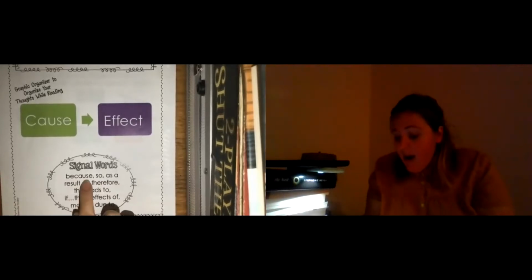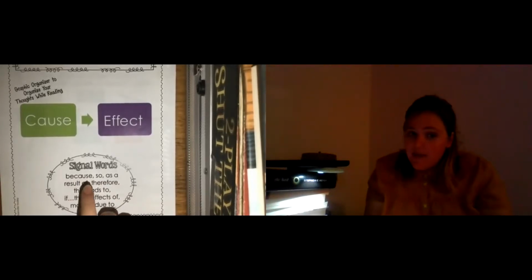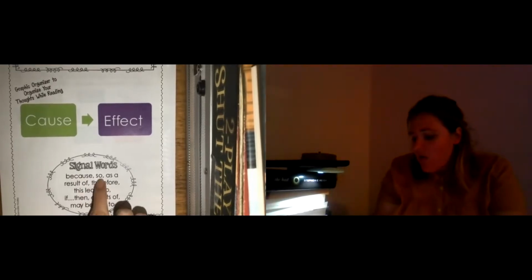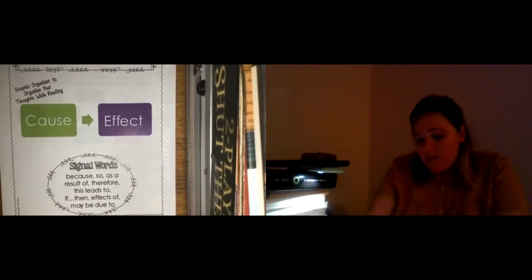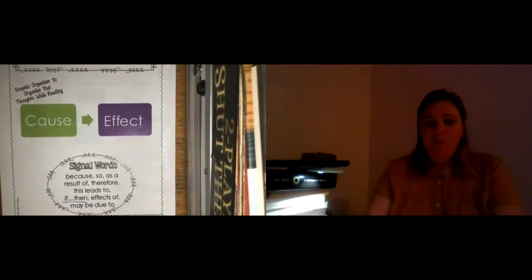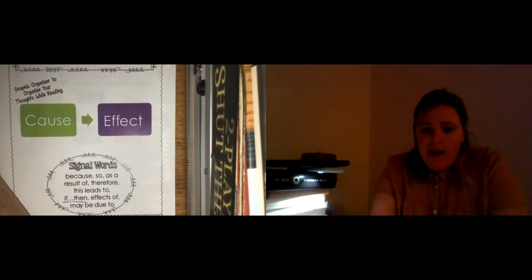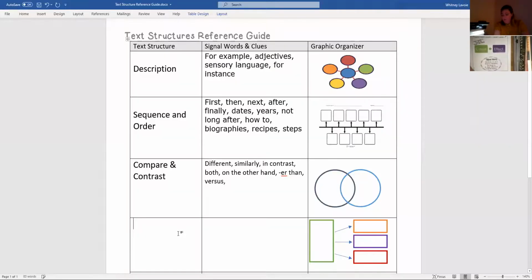Signal words, because. So because this, then this, right? So as a result of, therefore, this leads to, this is one to definitely look for. If, then. We know that's going to be a cause and effect relationship. Effects of, and maybe due to. Okay, let's go ahead and add those. Okay. Cause and effect.